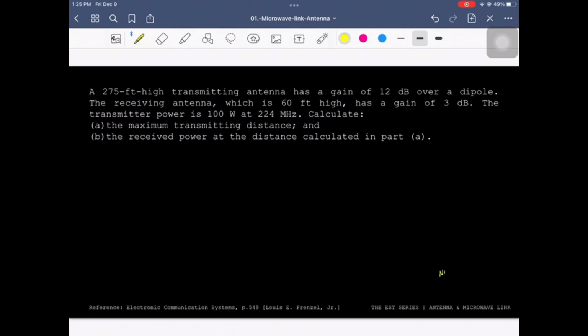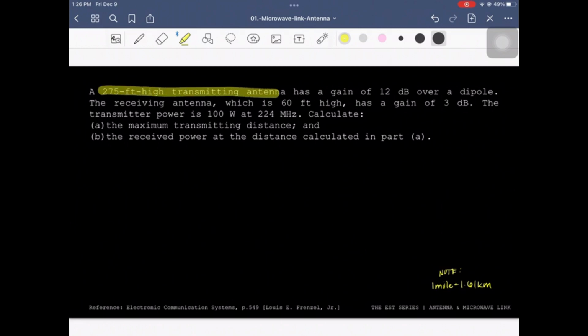Okay, so before natin to solve, may ilalagay lang ako ditong note, like super quick lang. So it's a conversion from miles to kilometers. In the first part, we are asked to get the maximum transmitting distance or simply the distance between the transmitter and the receiver. Ano bang binigay sa atin?